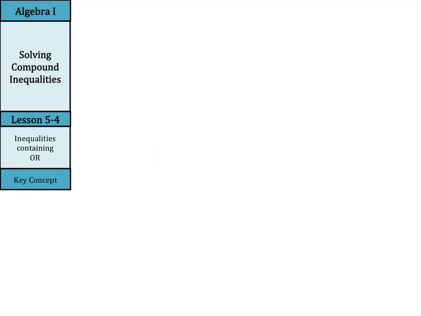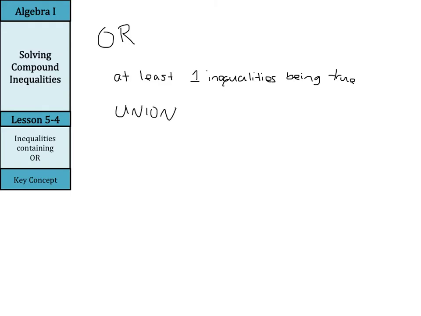Now another type of compound inequality contains the word or. A compound inequality containing or is true if at least one of the inequalities is true. So we need at least one of the inequalities being true. And this is not the intersection, this is called the union of the graphs of two inequalities.